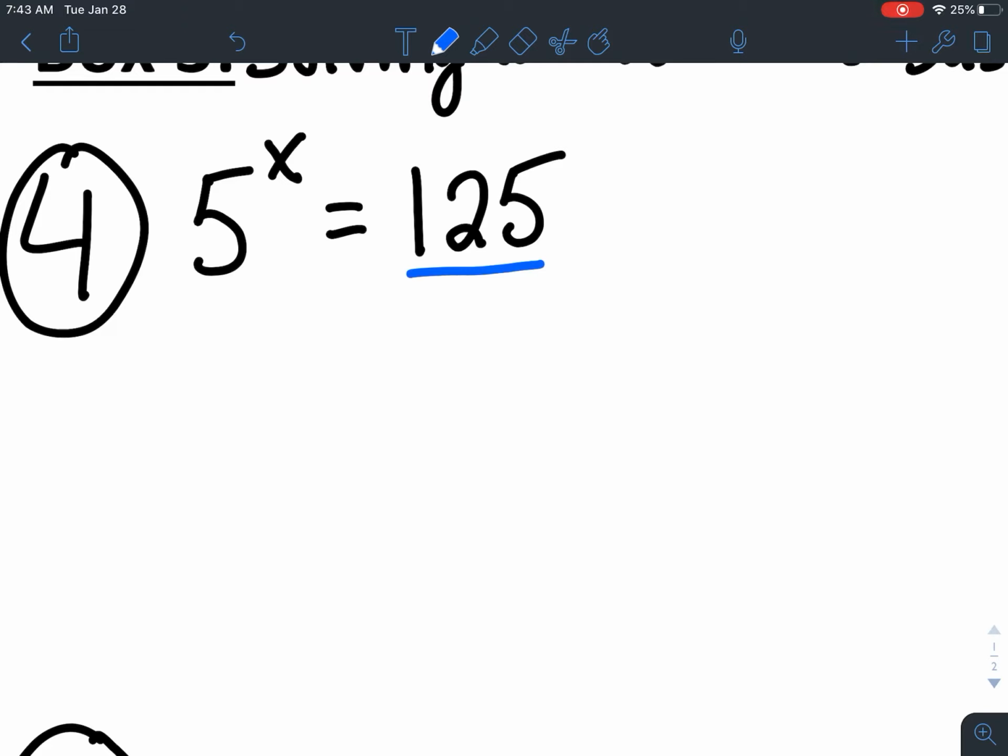Other than that, it's either a guess and check thing, or if you're good with your exponent rules, or if you're good with your powers, or just knowing your multiplications, then that's really what it comes down to with trying to find what that number is.